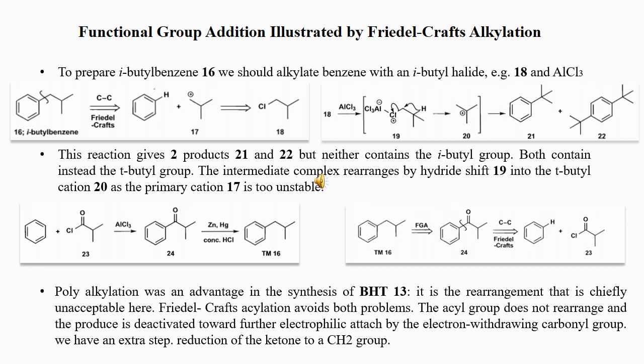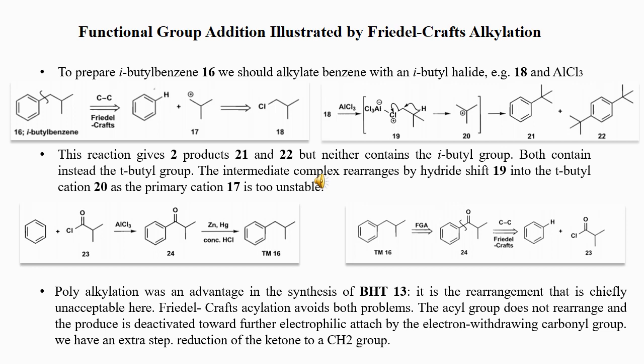Now we can disconnect it differently from the disconnection which we did in the first reaction. First we do the FGA, functional group interconversion. We have converted the simple molecule 16 into 24. We have interconverted the functional group, converting a simple alkane into the ketonic functionality, and then we have done the disconnection to give synthons 23 and benzene. Now, polyalkylation was an advantage in the synthesis of BHT 13.